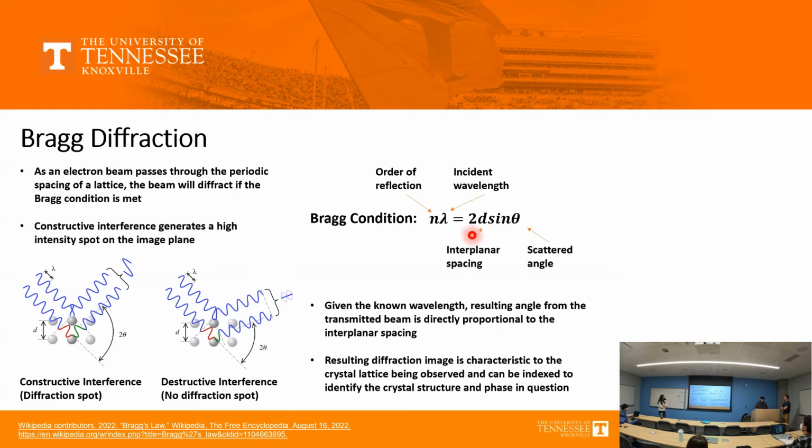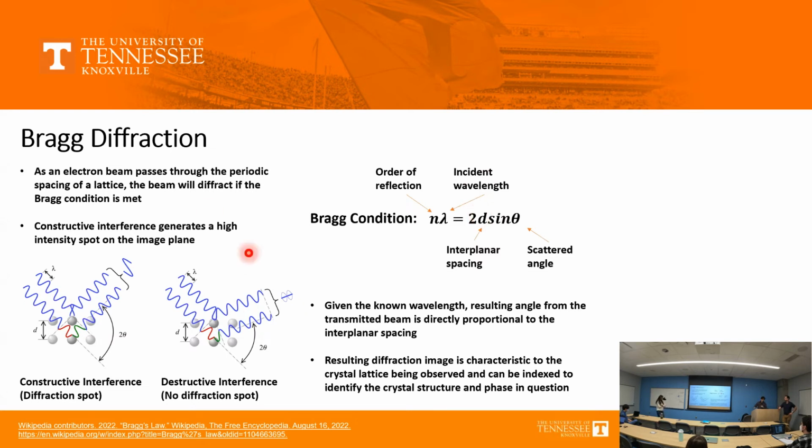On the right here, you have n lambda equals 2 d sine theta, where n is your order of reflection. Lambda is your wavelength, so that's either proportional to if you're using X-rays or electrons. It's also proportional to your beam voltage. D is your interplanar spacing, so that's kind of like what gap you're talking about here. And then theta is the scattering angle of the beam.